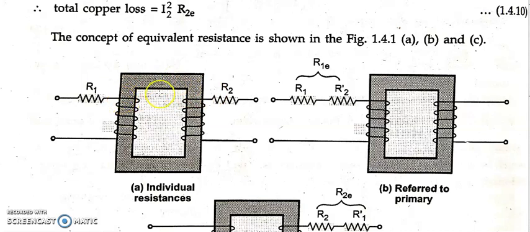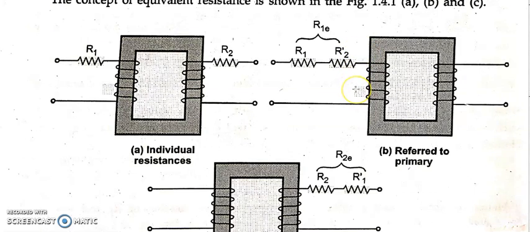If I transfer, remember it becomes dash. So R2 remains R2 itself, and on top of it we get a dash. And we know that R1 plus R2 dash is R1E. Yes or not? R1 plus R2 dash is R1E. Whereas R2 dash is equal to what? R2 by K square. If you want it in an elaborated manner, you can write in the bracket R2 by K square.